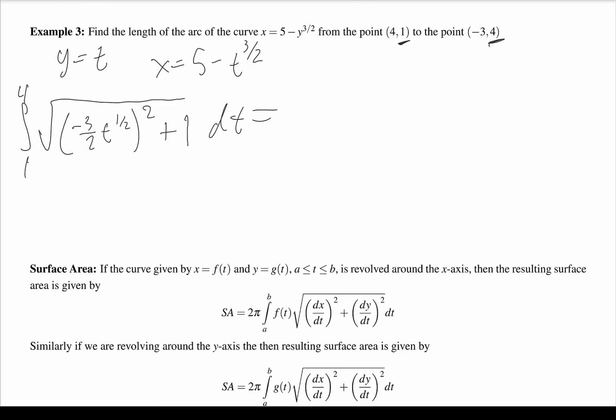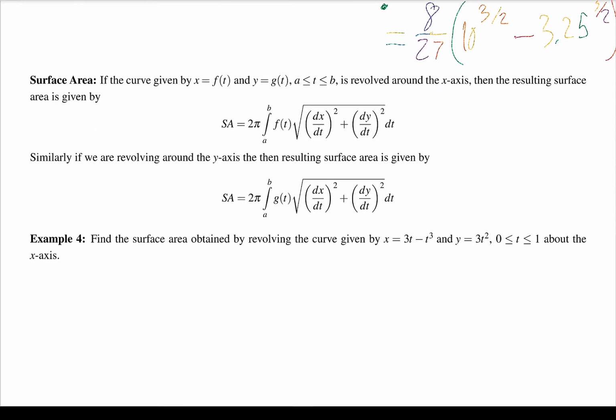And then solving this out, you should get 8 over 27 times 10 to the 3/2 minus 3.25 to the 3/2. Okay.